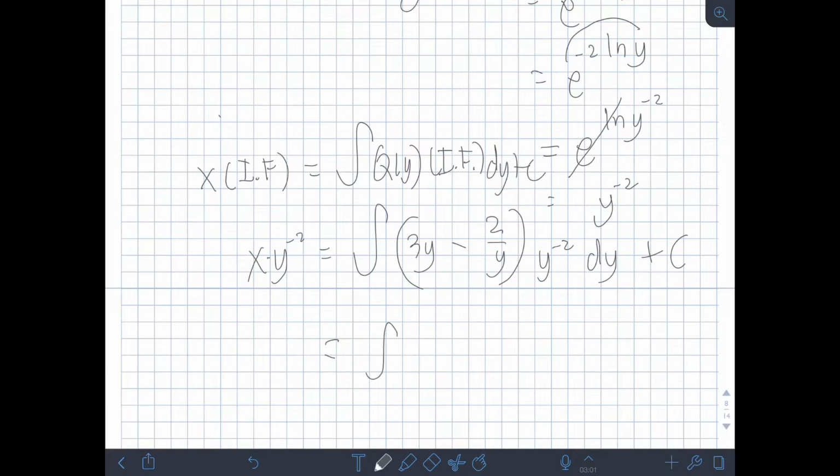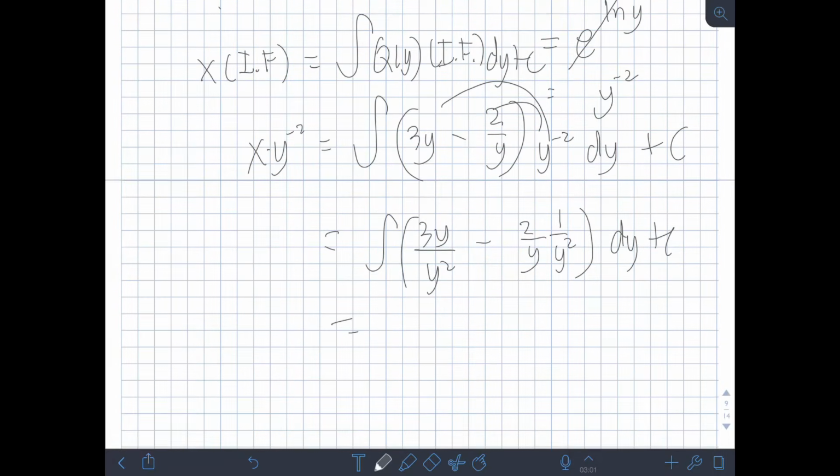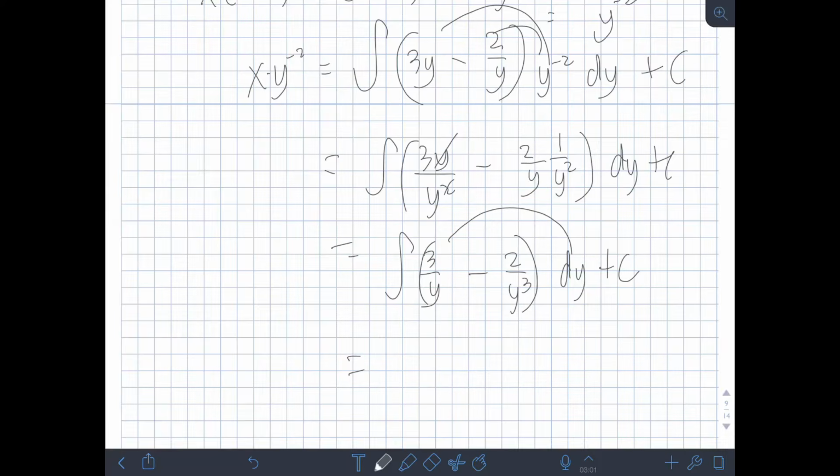Ito parang integral ng distribute natin to. So 3y times y raised to negative 2 or y squared minus 2y times 1 over y squared dy plus c. So, we have integral ng 3y over y squared. So, cancel sa isang y, 3 over y na lang, minus 2 over y cubed dy plus c. So, integrate natin term by term. So, integral ng 3 over y dy is 3 ln y minus integral ng 2 over y cubed.